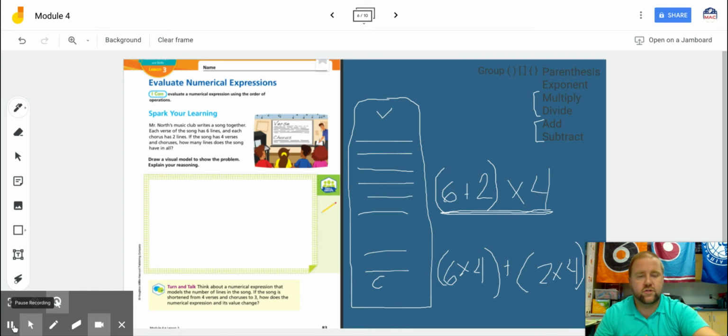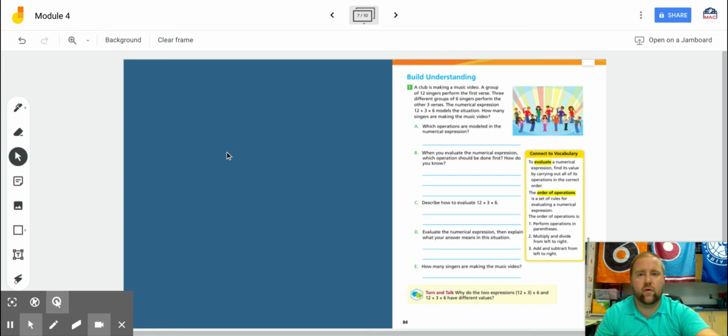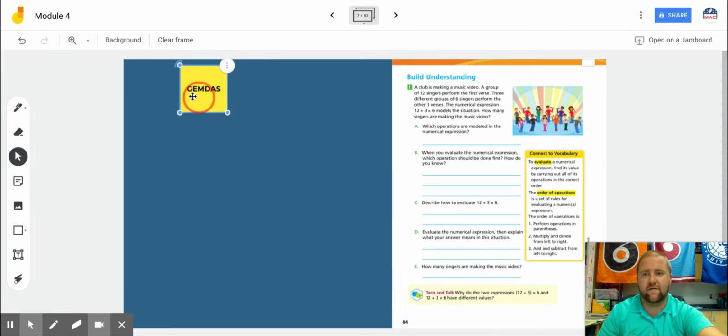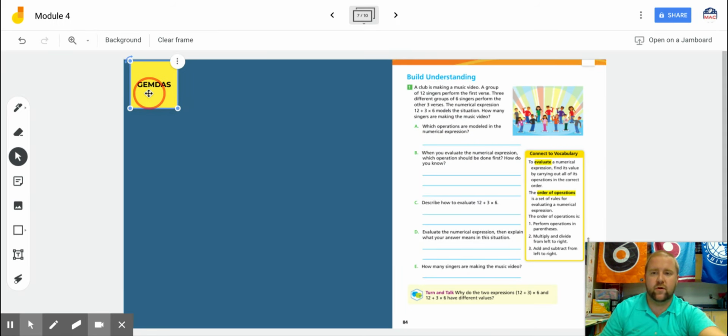Okay, so we're going to move on to another example here. And this example that I'm doing now is going to be a little bit lengthier. So I don't have my PEMDAS or my GEMDAS anymore. So I'm going to do a sticky note this time. I'm going to say GEMDAS, just as a reminder that we have that GEMDAS that we need to follow. The grouping, the exponents, the multiplication, division, and then the addition, subtraction.